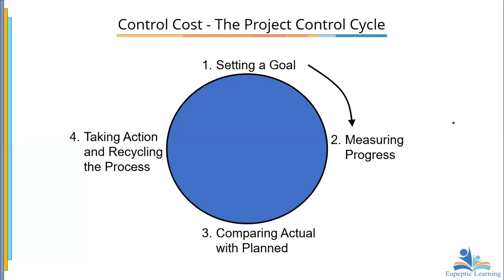So whether it is scheduling, whatever form, wherever we are within the project, whenever we are doing a control, usually that's what we do. We look at the goals that we've set, we track our progress, and then we compare actual versus planned, and then take the necessary actions where possible.